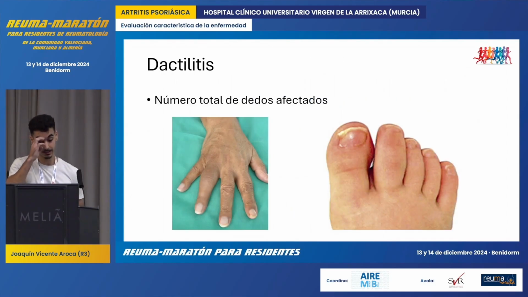As for dactylitis, there are numerous indices, but it's enough to simply document the total number of affected digits, that is, to record it in the medical history. If the patient has dactylitis in, say, 2 toes on the right foot, or 2 on the right foot and 1 on the hand, then just make sure to write it down.